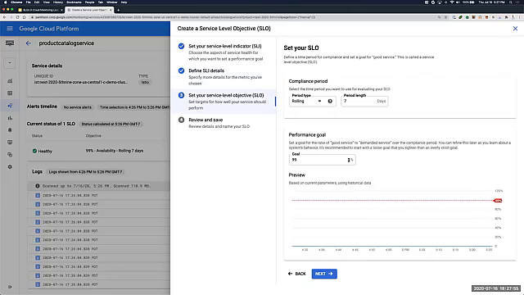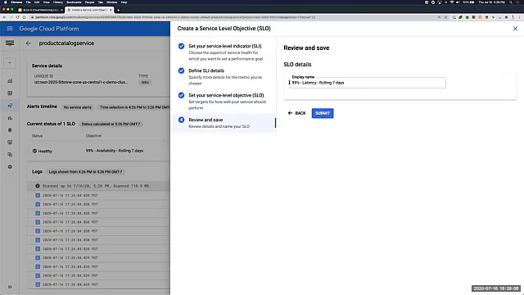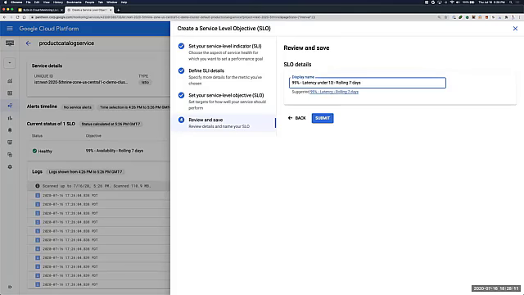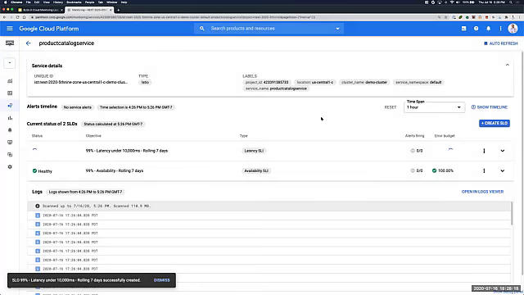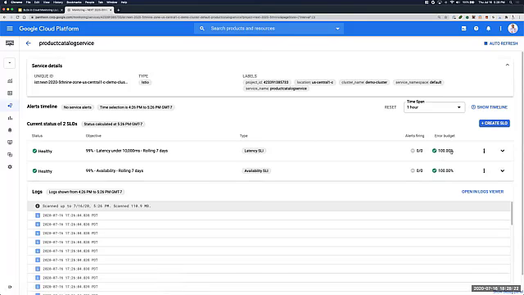Okay. Now this is my goal. So my goal is going to be that 99% of my requests have to fall under my target for every rolling 7 days. I say next. There is my latency, under 10,000 milliseconds, rolling 7 days. Submit, and now it creates my second SLO. You can see I'm in compliance. I have 100% of my error budget left.